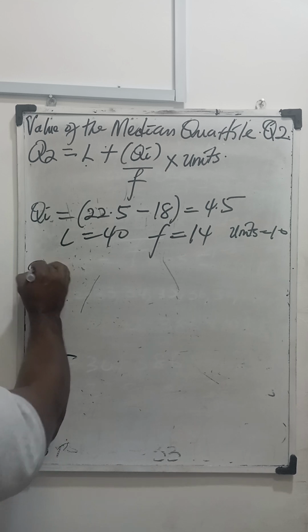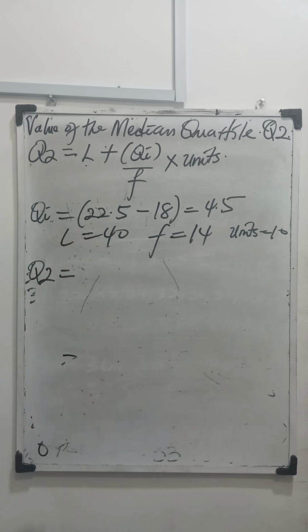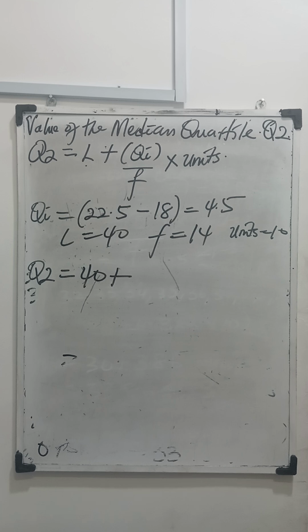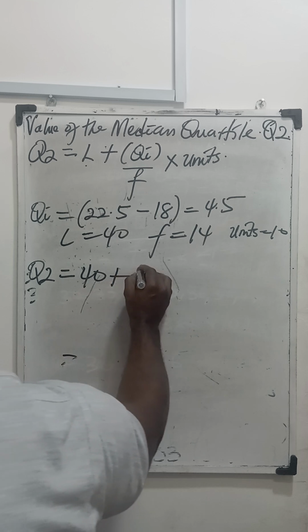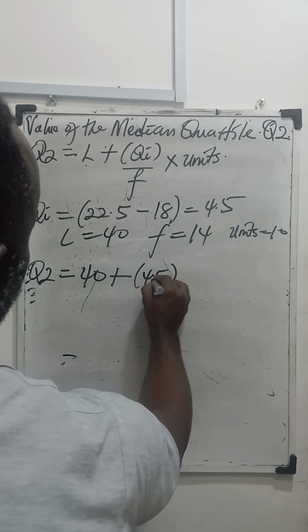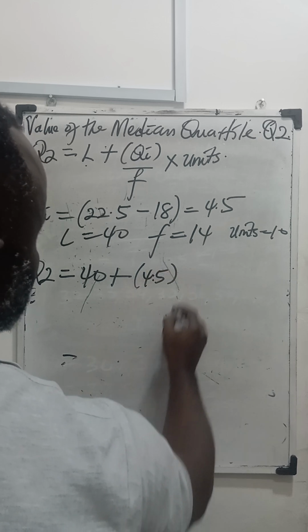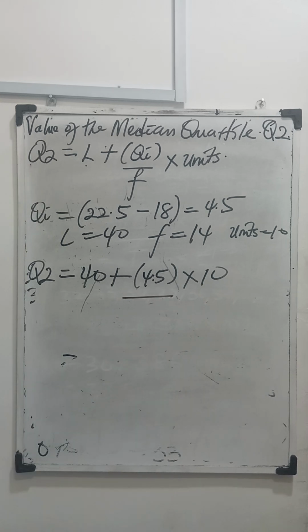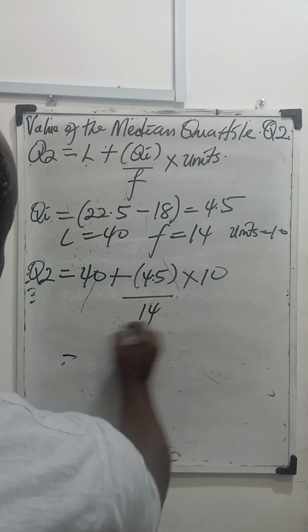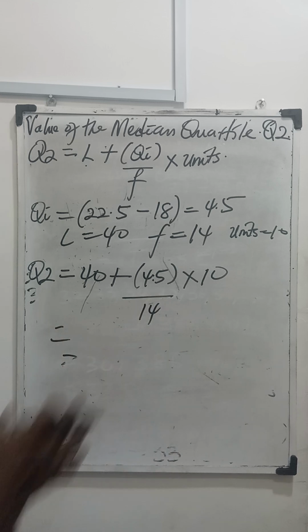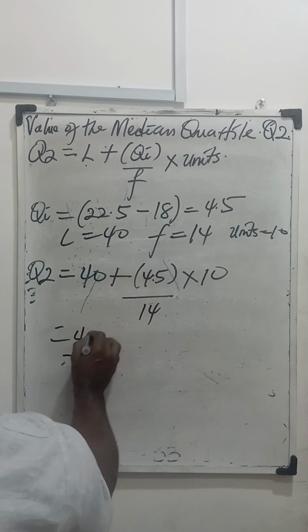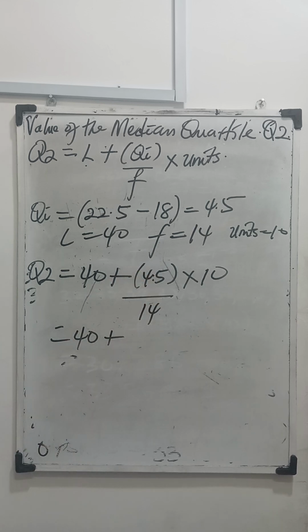So let us substitute the values into the formula. Q2 is equal to L, which is 40, plus Q1, which is 4.5, over the frequency, 14, times the unit. So what are we supposed to do first? Following BODMAS, we have to take care of the division first. We say 4.5 divided by 14.